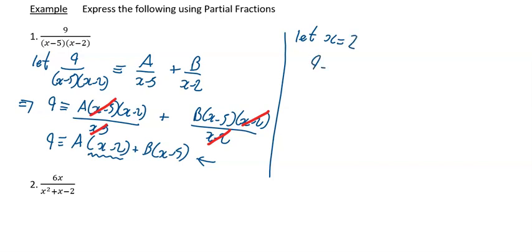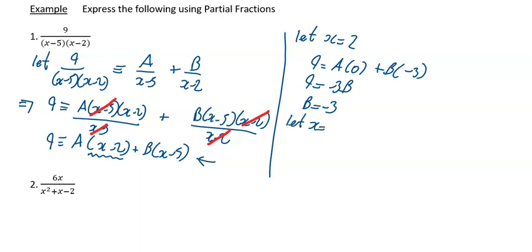So you're going to have 9 then is equal to A times 0 plus B times (2 − 5), which will be −3. So you really have 9 is equal to −3B. So B is equal to −3. Okay. Your next thing, same idea, we're going to let x equal 5, and we'll go back to this one, and here, if you put 5 into this, 5 − 5 would be 0, so the B term would disappear.